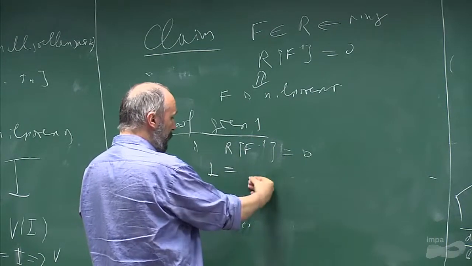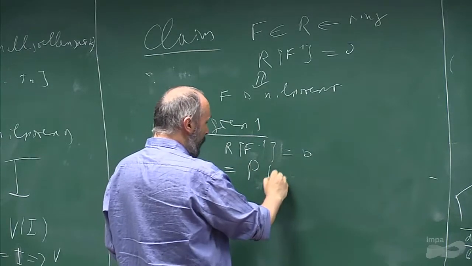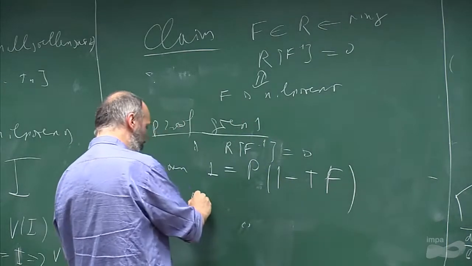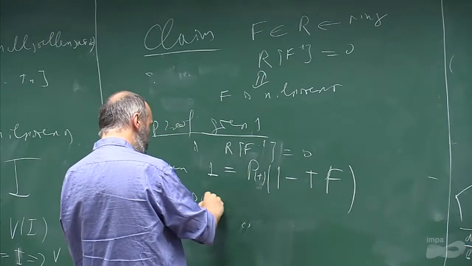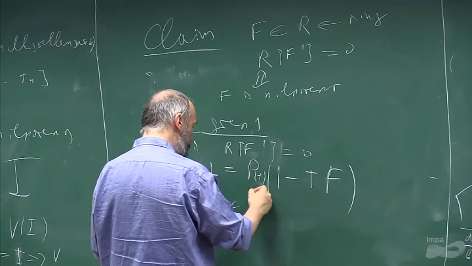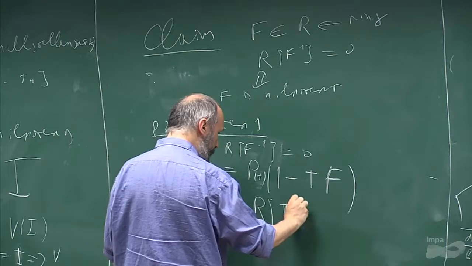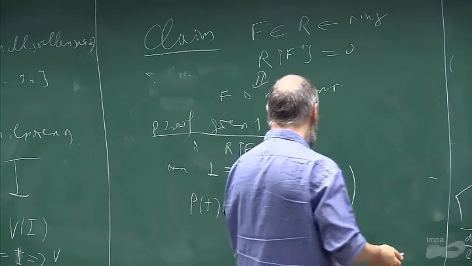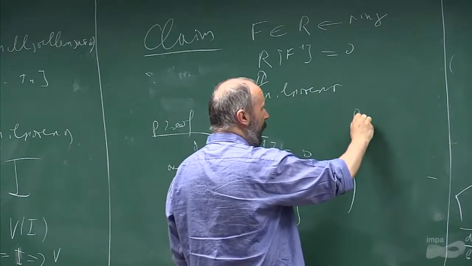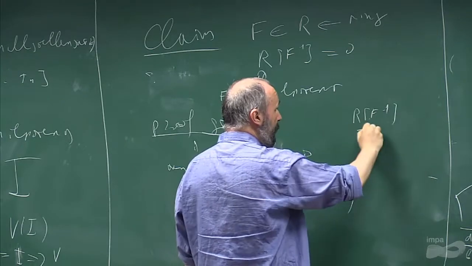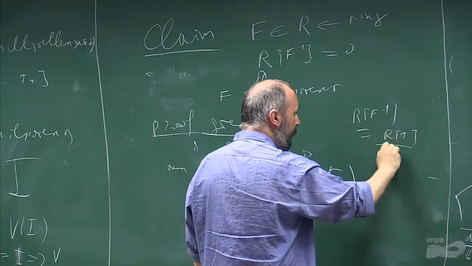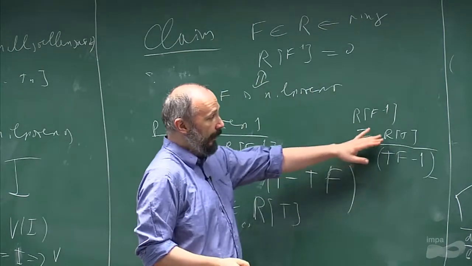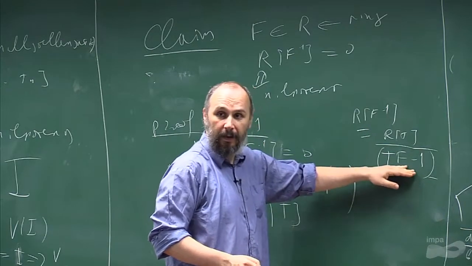1 is equal to p times 1 minus tf, where p is a polynomial, p of t. This is a polynomial with coefficients in R. It just follows from the observation that I have erased that R of f minus 1 is R of t quotient by t f minus 1. So you take a quotient of this ring by the ideal generated by this polynomial.